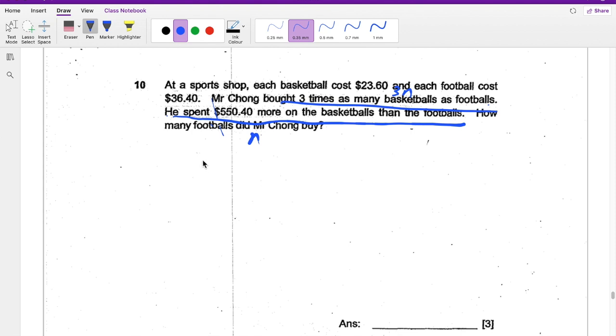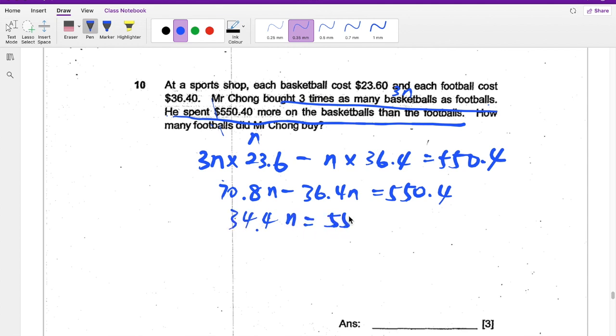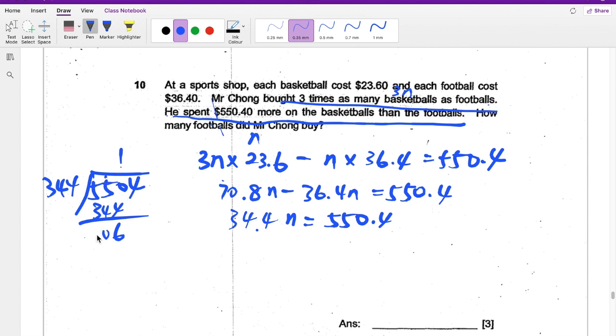So here we have 3n times 23.6 minus n times 36.4. This one equals 550.4, right? Then we just solve the equation. So here is 70.8n minus 36.4n equals 550.4. This is 34.4n equals 550.4, right? Then we calculate 550.4 divided by 34.4. Borrow 1, so this 4 minus 0, right? Then we have 3, we have 6 here. 6, 2, 18, and now 20. Perfect. So it's 16.